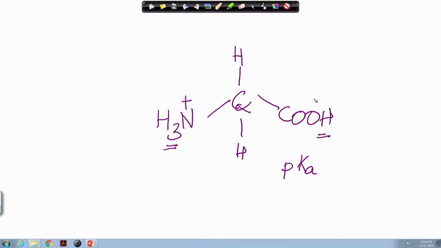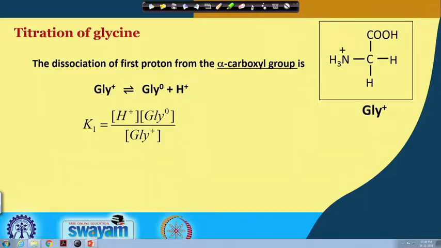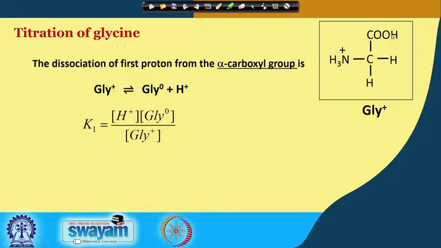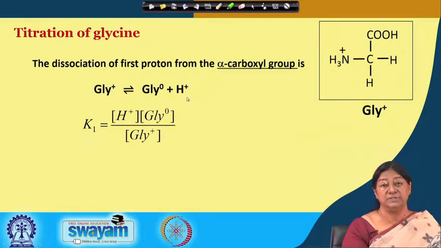What do we mean by that? If an acid-base titration is being done, which would mean that a certain amount of OH minus is being added to the solution of glycine, then this proton is going to be lost first because the pKa is less. So, what does our structure now become? Our structure now loses this proton. Once it loses the proton associated with the COOH, the Gly plus becomes Gly 0 plus H plus.